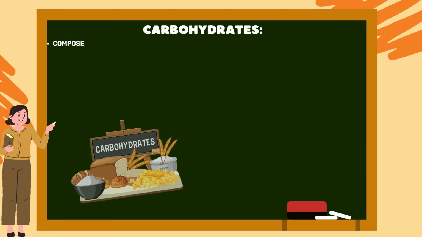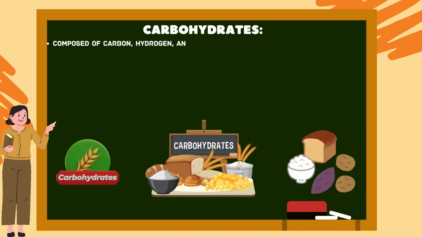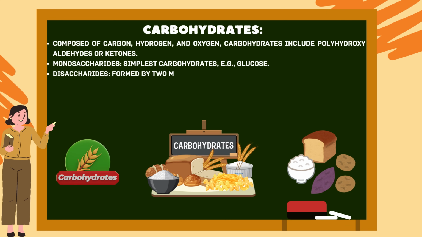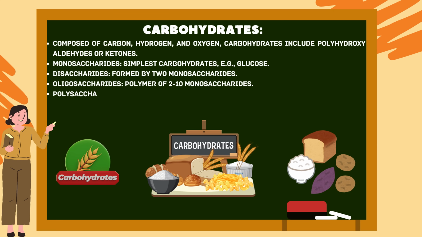Next is carbohydrates, composed of carbon, hydrogen, and oxygen. Carbohydrates include polyhydroxyaldehydes or ketones. Monosaccharides, simplest carbohydrates, example glucose. Disaccharides, formed by 2 monosaccharides. Oligosaccharides, polymer of 2 to 10 monosaccharides. Polysaccharides, polymers of hundreds to thousands of monosaccharides.